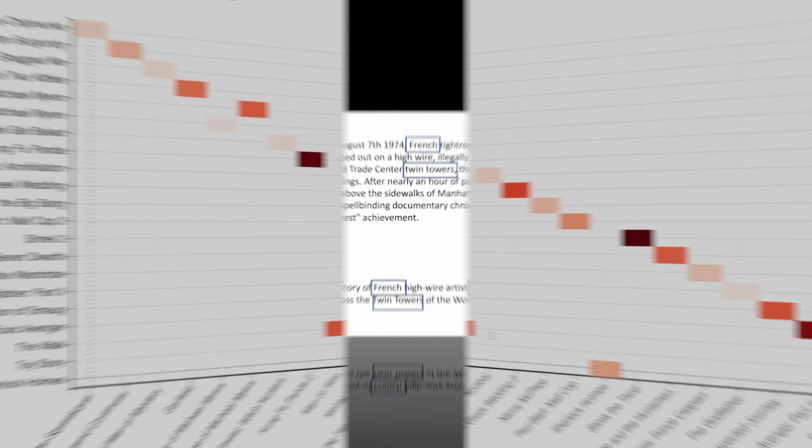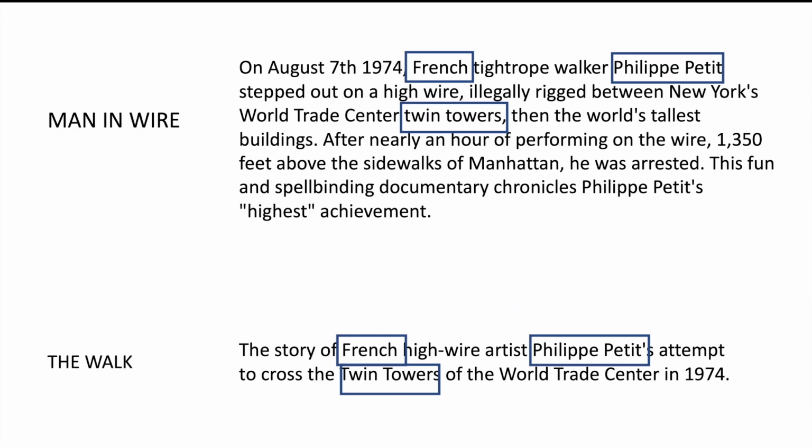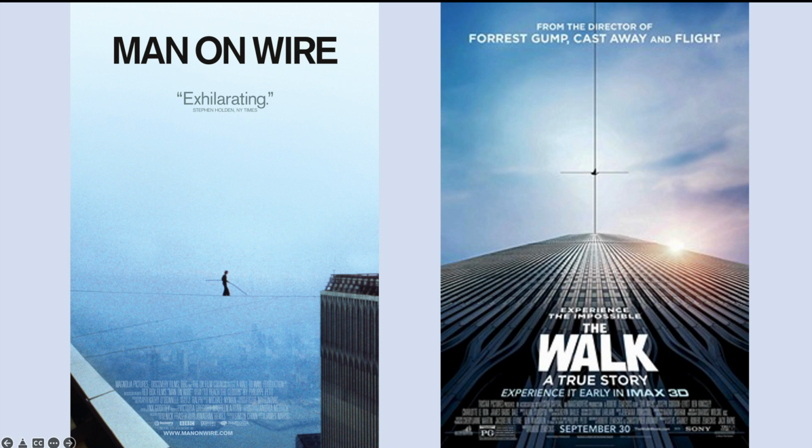The titles of the movies seem very different, but when you analyze the movie description content, you see that both movies are about a Frenchman, Philippe Petit, who attempted to walk on a tightrope between the Twin Towers in 1974. So as you can see, content-based recommendation is a really powerful technique to recommend movies based on similar content.